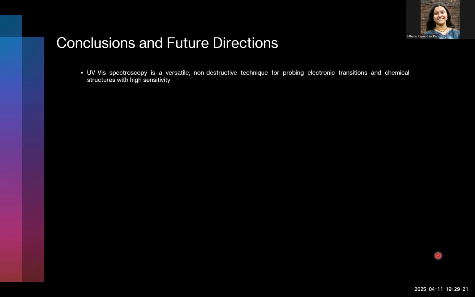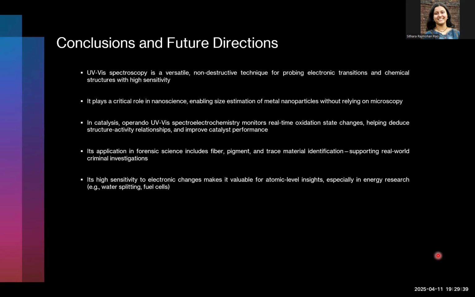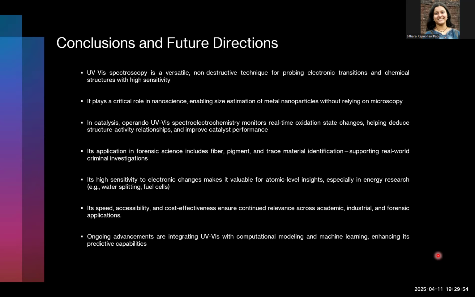Conclusion. UV spectroscopy is versatile, it's non-destructive, and it can probe electronic transitions with ease. It plays a critical role in nanoscience, as we saw in catalysis and understanding structure-activity relationships. It's also applied heavily in forensic sciences and real-world applications. This sensitivity to electronic changes makes it very valuable in understanding atomic-level insights, especially in energy research. It's fast, highly accessible, and cost effective, and that's why it's still relevant across different applications. Ongoing advancements are trying to integrate UV-Vis with computational modeling and machine learning techniques to enhance its predictive capabilities. Thank you.